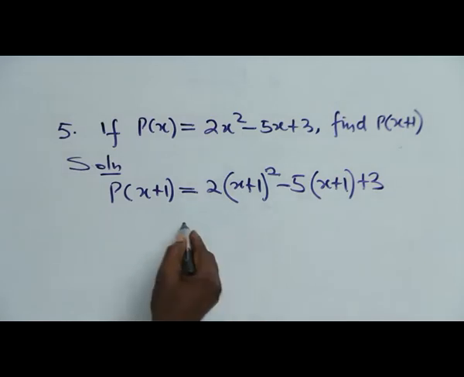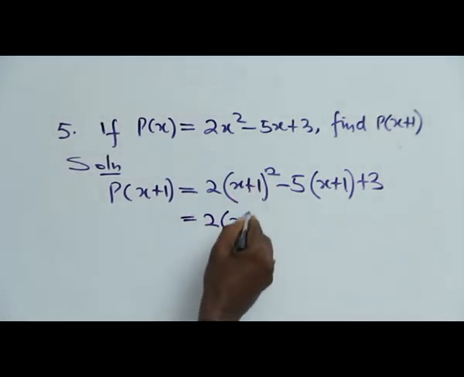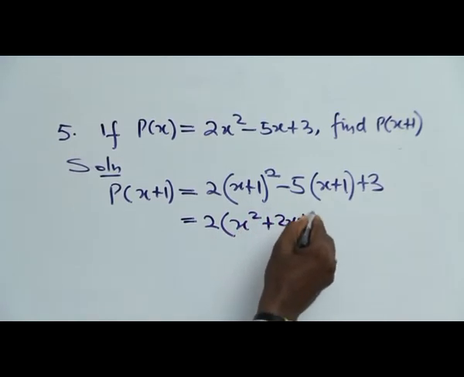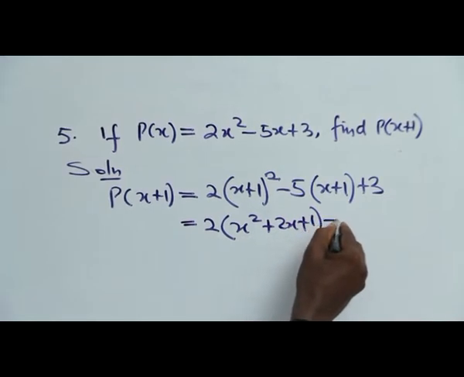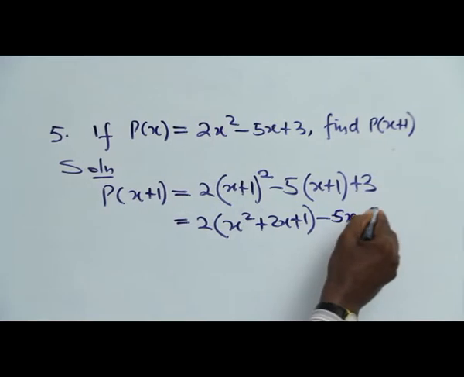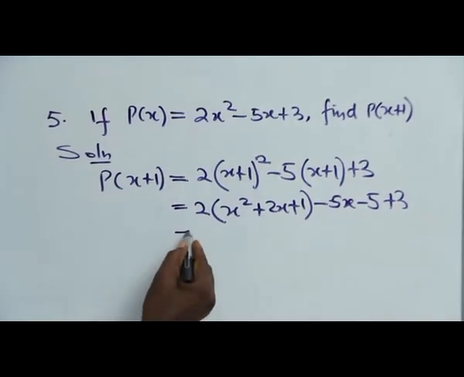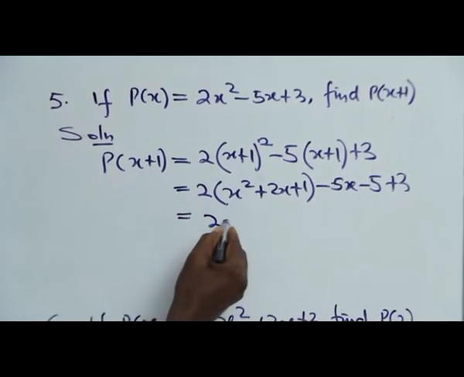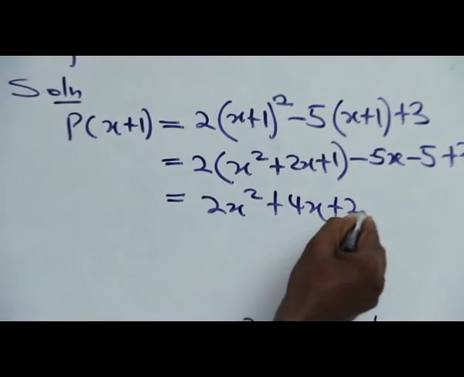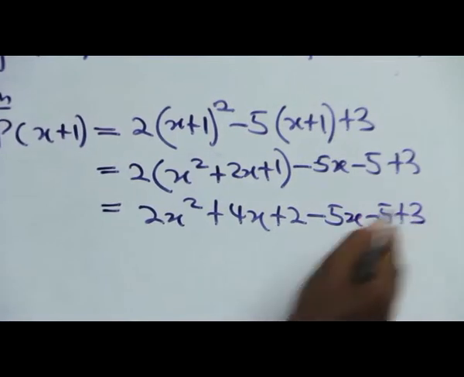Then we can now open up our brackets. This becomes 2. If you open this bracket, you have s squared and you have plus 2s plus 1. Close that. Then minus 5s minus 5 and then plus 3. Furthermore, we can open the first bracket again: 2s squared plus 4s and then plus 2 minus 5s minus 5 and then plus 3.